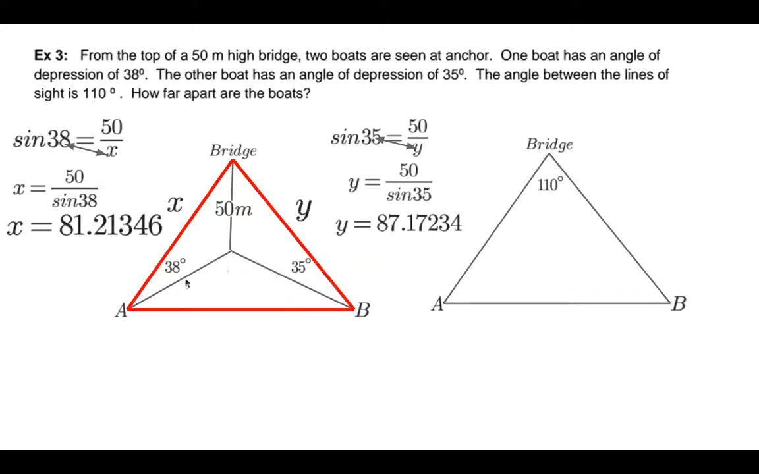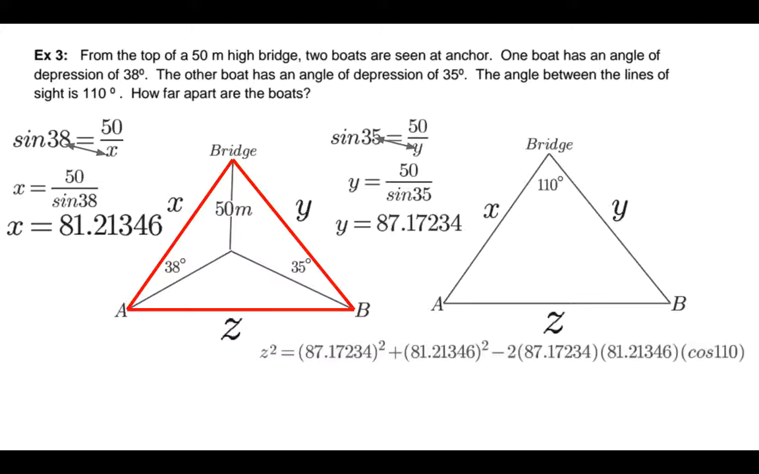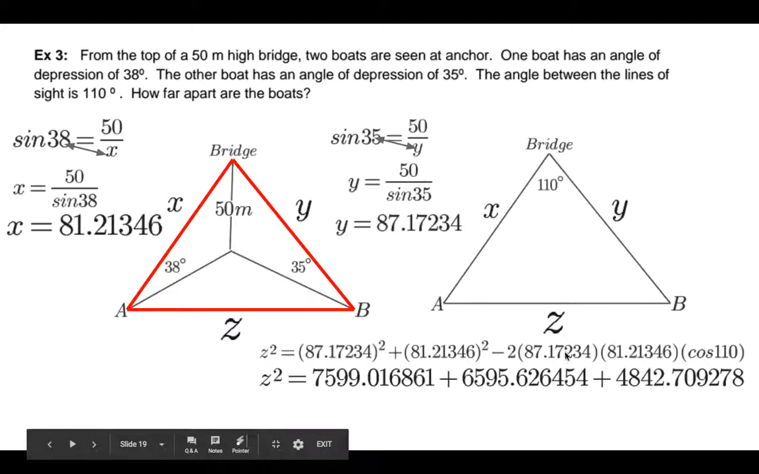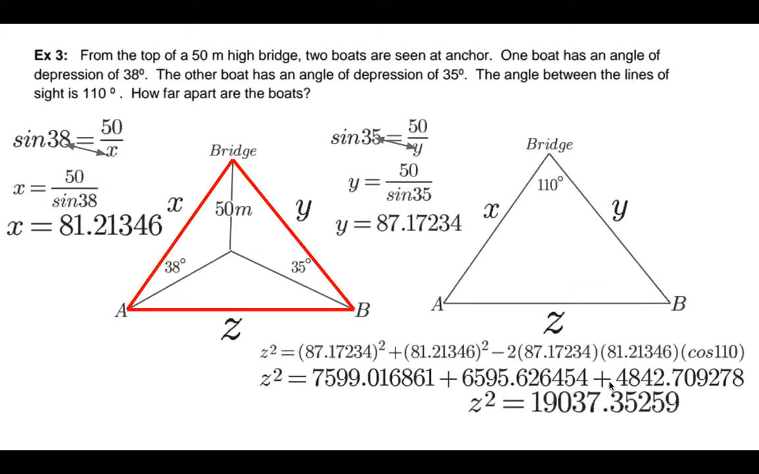If you want to redraw this as a right triangle flat on the page, that might be helpful if SOHCAHTOA is not something that's really quick for you. If you see sine 38 is opposite over hypotenuse, sine 35 is opposite over hypotenuse, you can do it that way. Now using x and y to solve for z, we can use the cosine law, very similar to the last question. Again, cosine 110 will be a negative, so the third number should be plus, because a negative times a positive times a positive times a negative is a positive. Add the three numbers, take the square root, you get 137.98.